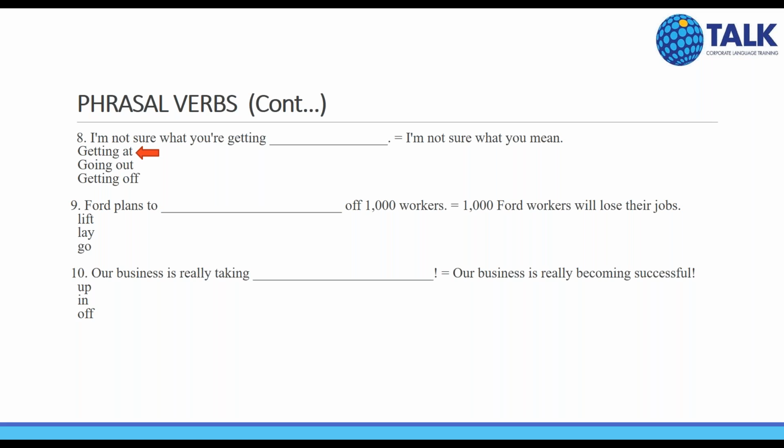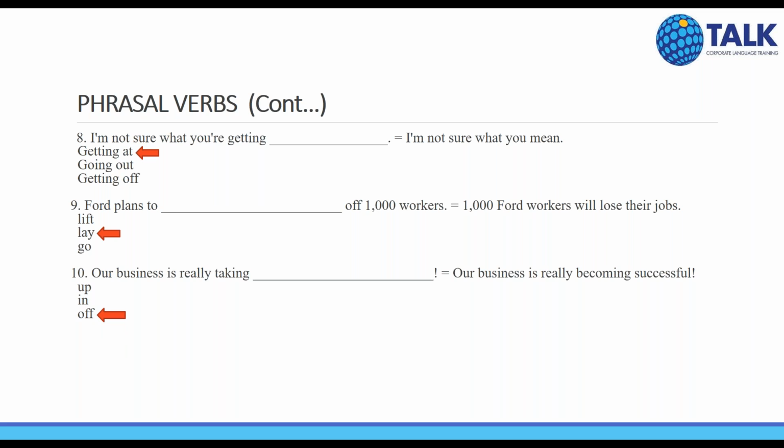And number 9, Ford plans to, and this is one we just had, blank off 1,000 workers. They're going to lose their job. So we know that that one is plans to lay off 1,000 workers. And number 10, our business is really taking blank. It's becoming successful. It's going into the stratosphere. The profits are rising. So in this case, we would say our business is really taking off.